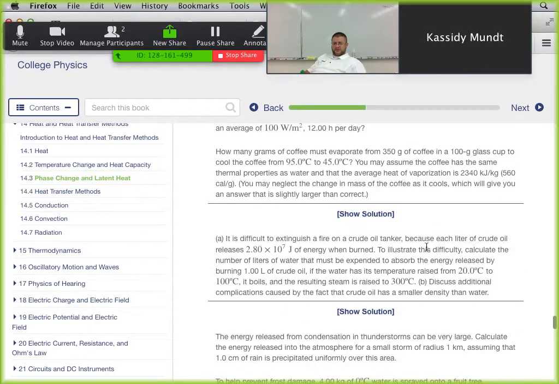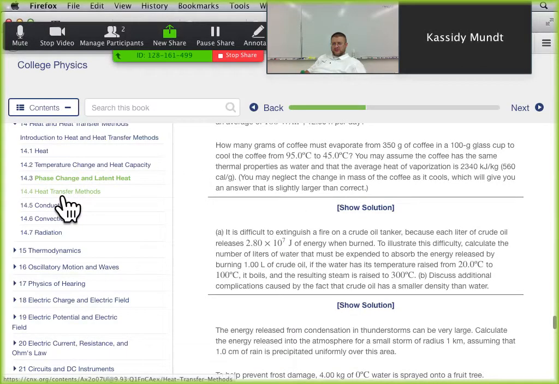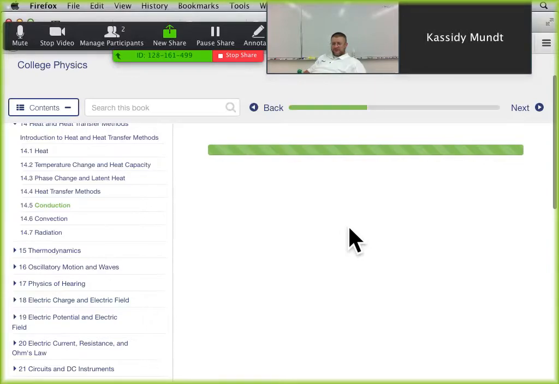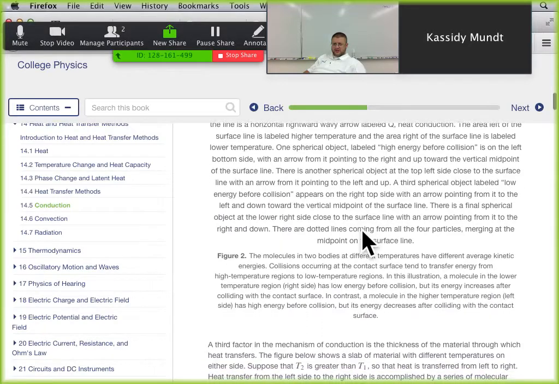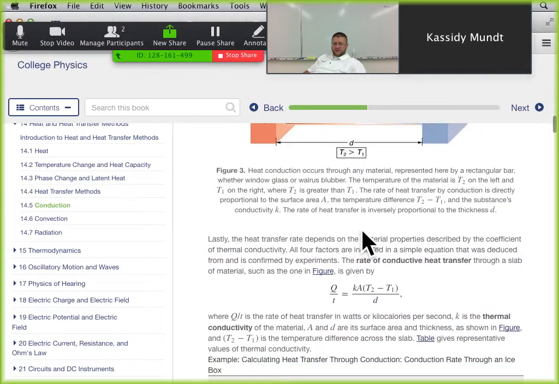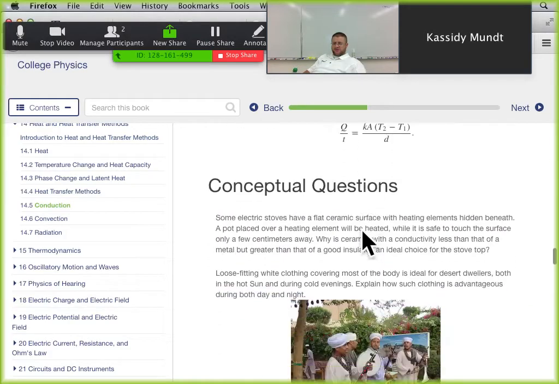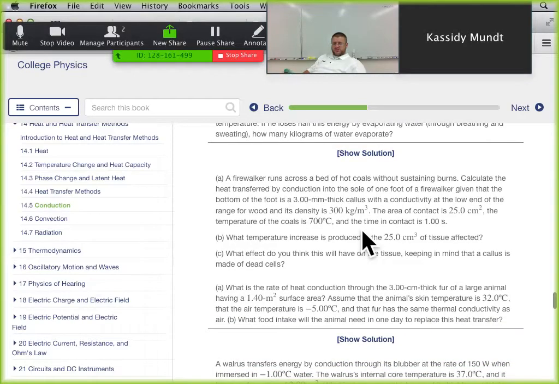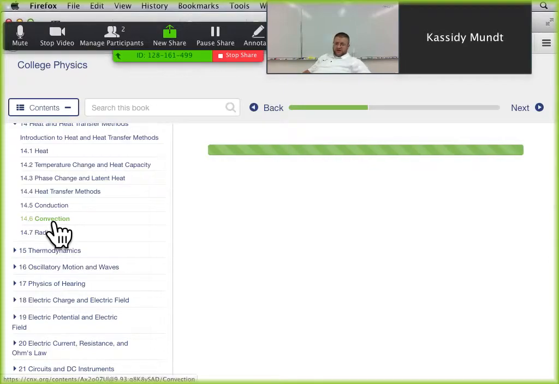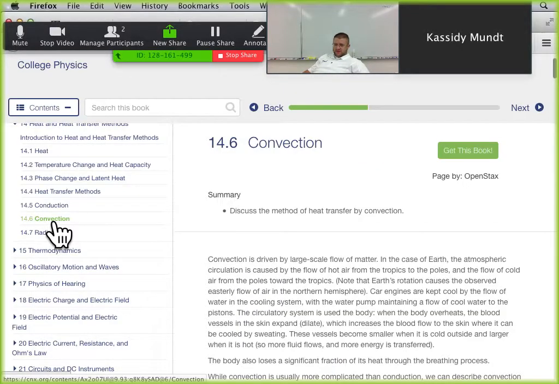What else did we do? 14.5 fire walker. We skipped 14.4, went to 14.5, and that's the last section we did, right? Well, we have a couple. We have one for 14.6 and one for 14.7. So the fire walker problem is the only one in this one? Yep, that's what I have. Fire walker runs across a bed of hot coals with lots of steam and burns. That's the 14.5 problem. We didn't change any of these because I started to discover that they don't show solutions on all of these problems, so we're good.